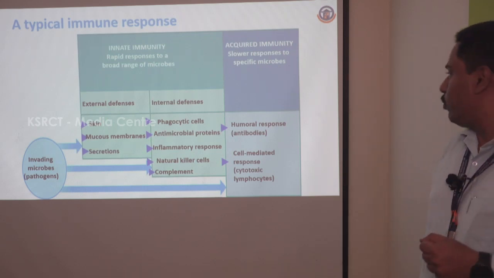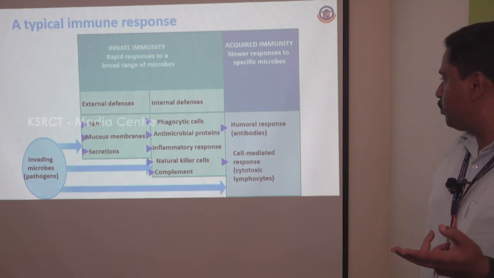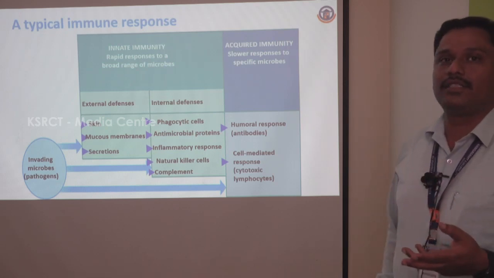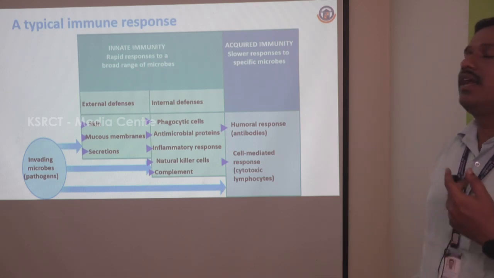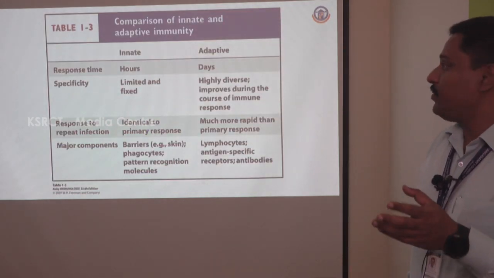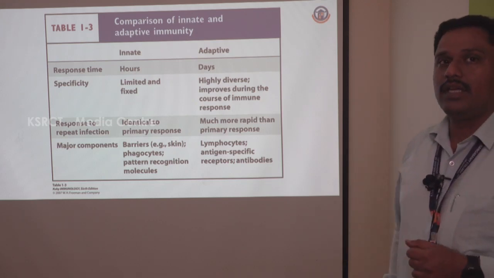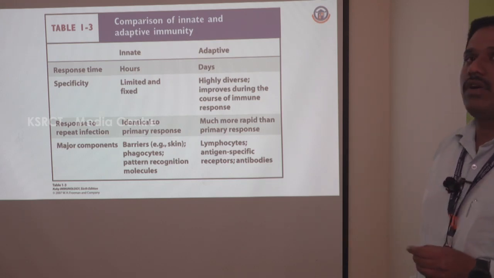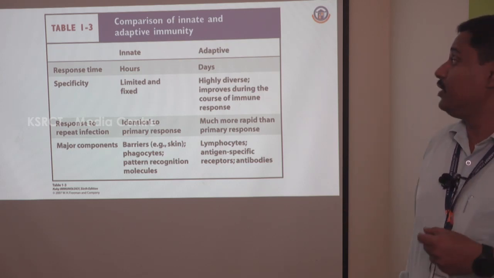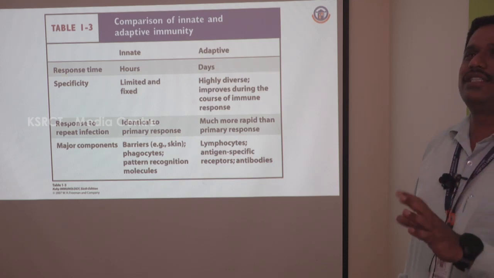Acquired immunity can be further classified into two major classes. One is the humoral response, which is antibody mediated, and the second is the cell mediated response, carried out by cytotoxic lymphocytes. Next, what is the comparison between innate and adaptive immunity? The response time for innate immunity is in hours, whereas adaptive immunity takes days. When we speak about specificity, innate is limited and fixed.